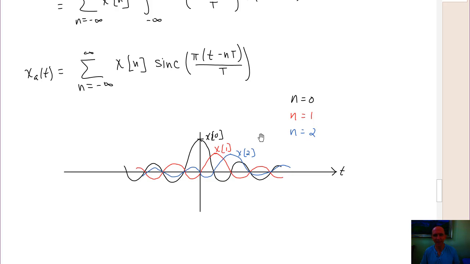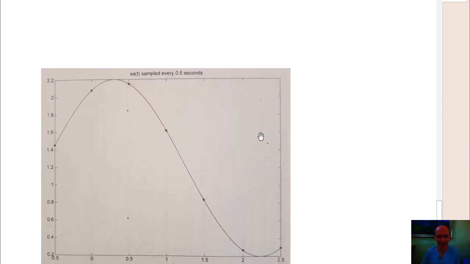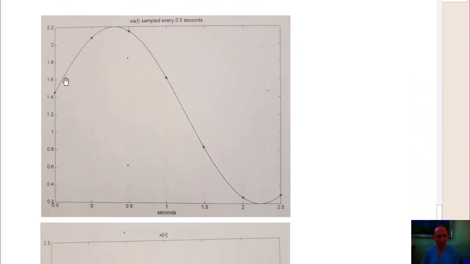Now, let's look at this in MATLAB. Let's say I take this signal. Down here in seconds, we're going to take a continuous time signal. We're going to sample it every half second. And here I took a sample at minus 0.5, at 0, 0.5, 1, 1.5, 2, 2.5, etc. So we have 1, 2, 3, 4, 5, 6, 7 samples of this continuous time signal.